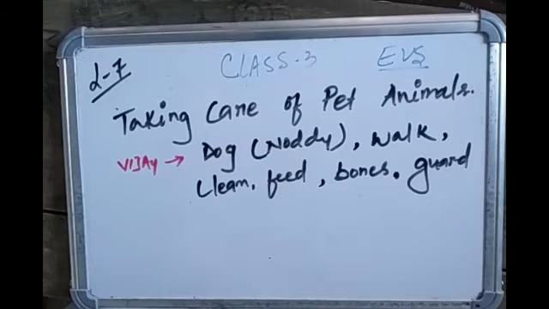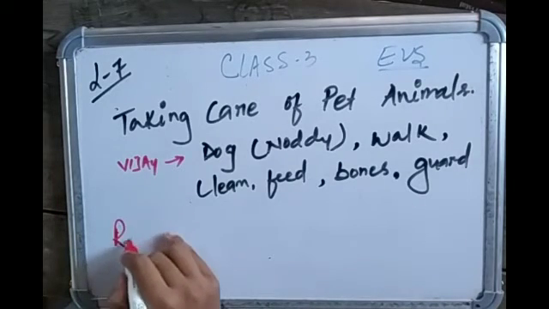So Vijay is given as an example in your textbook, and he has a dog called Noddy, and how he takes care of his dog is explained in your textbook. Next is Rani.